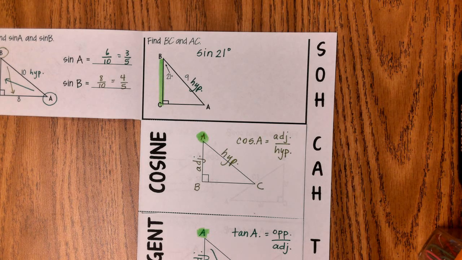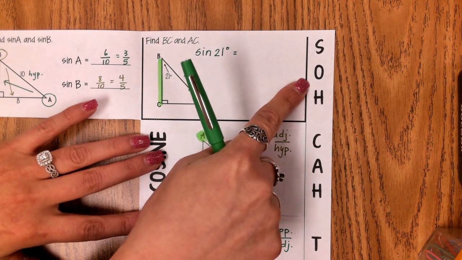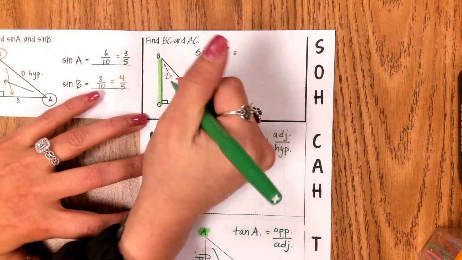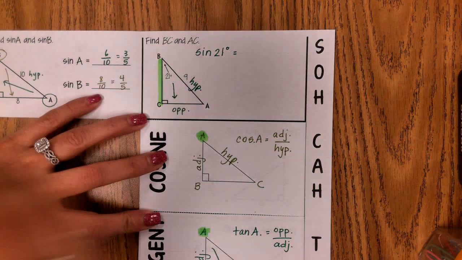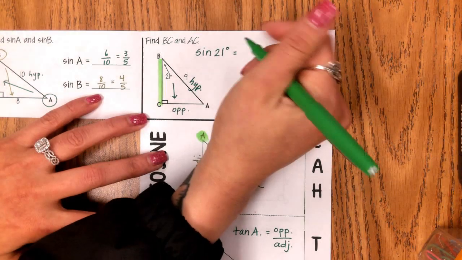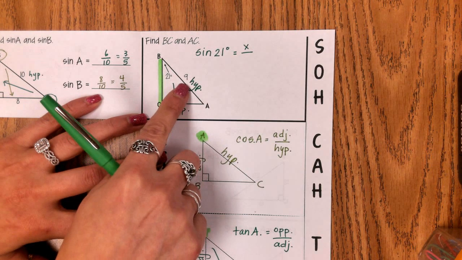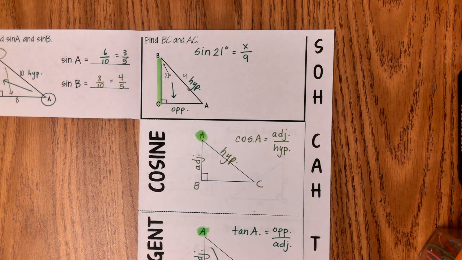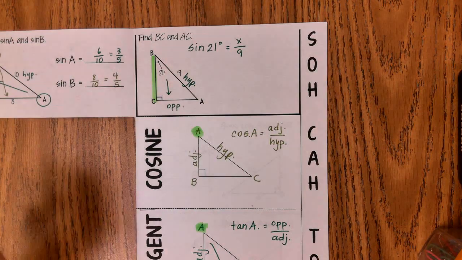So what I'm going to do here is put the opposite side, which is AC, actually. So this would be my opposite side. I'm just going to name that X because I don't know what this measurement is right now. So X, and then the hypotenuse would be 9. So that's how I would set it up. Instead of putting the variable over here, I'm putting it in the actual fraction because I don't know the answer yet.